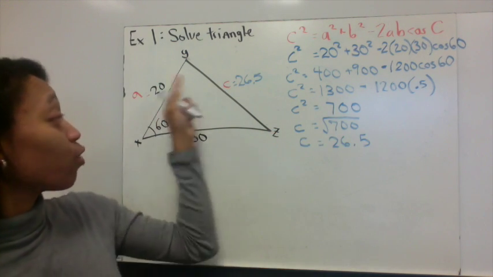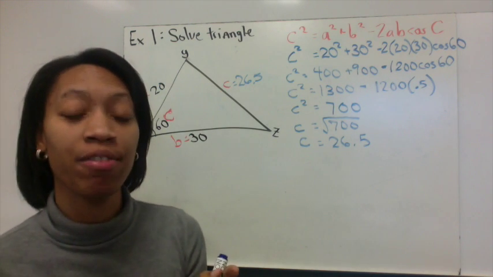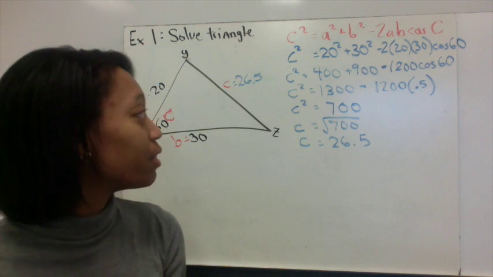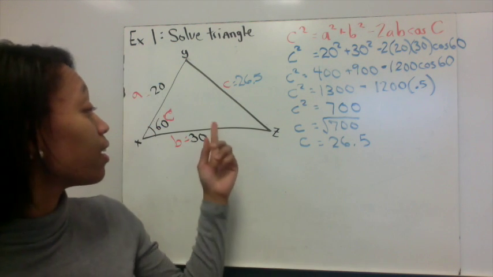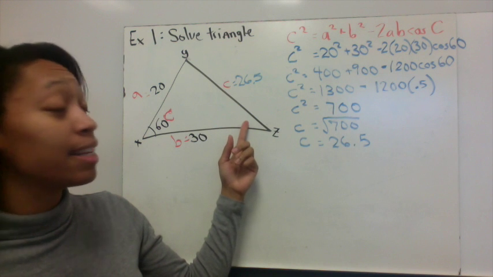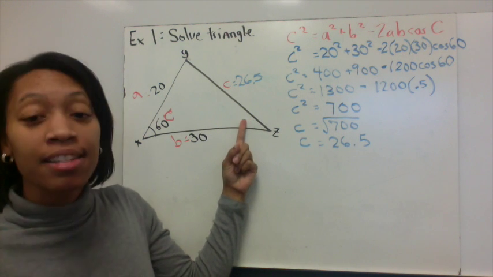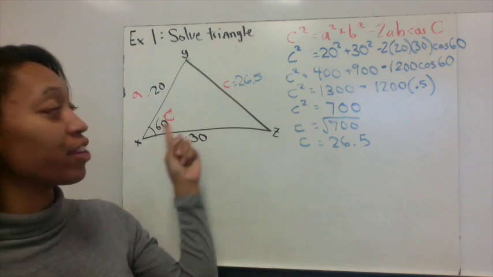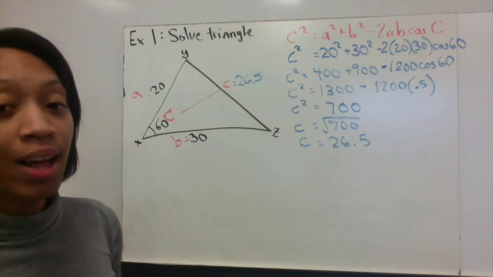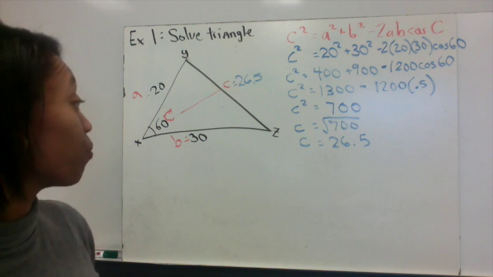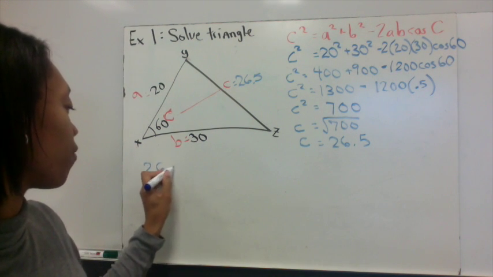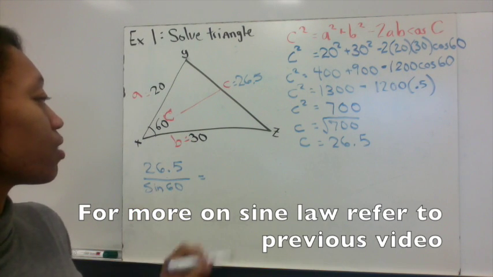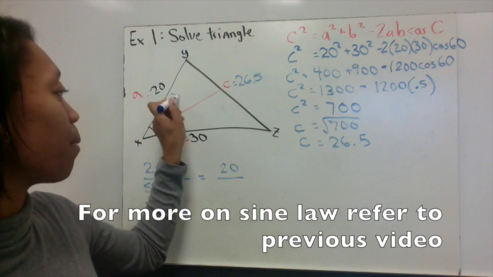Now we have found all three sides. We also need to find all three angles because they asked us to solve the triangle. So to continue, we need to find one of the angles. Let's find this angle down here next. To find the angle, let's use the sine rule because now we have a pair of things that are opposite from each other. So that's going to allow me to set up the sine rule with 26.5 over sine 60 equals 20 over, and the 20 matches with this corner.